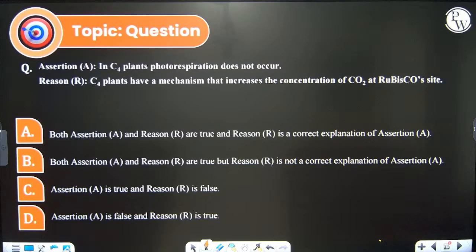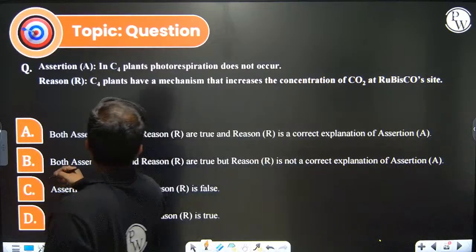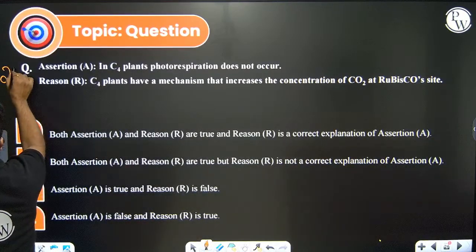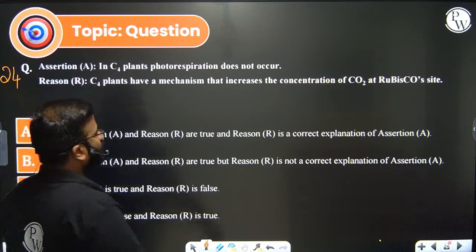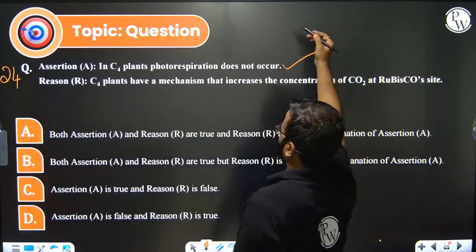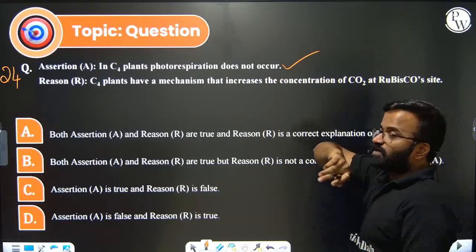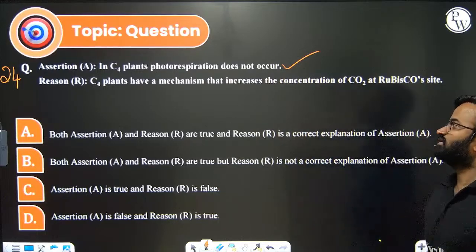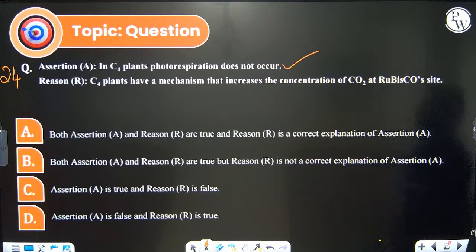Next, 24th question. In C4 plants, photorespiration does not occur. Yes, that's the reason why they are more productive. C4 plants have a mechanism that increases the concentration of CO2 at the rubisco site. Yes, what is that mechanism?